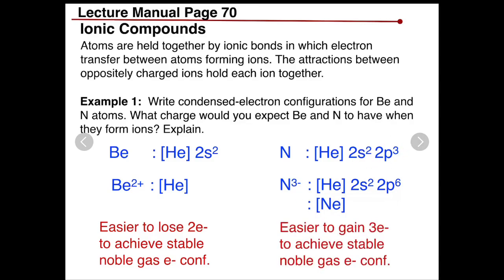So that means in this case, when we are looking at an ionic compound, we are going to keep in mind that which one is going to gain or which one is going to lose depends on which direction it's easier to achieve the electron configuration of the noble gases. Okay, so that's what we are going to take a look at.